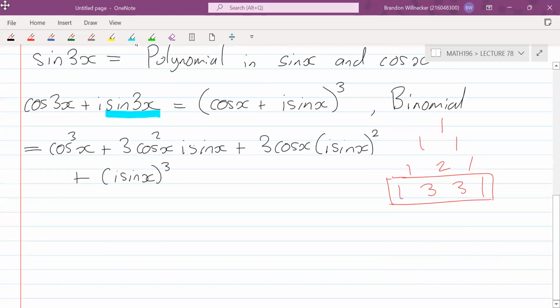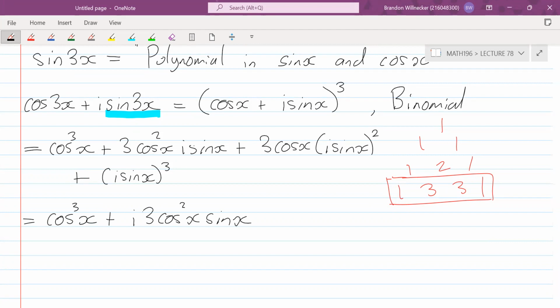Okay, so that's just expanding it out. Now we've got this r squared and the r cubed, so we can simplify that. So this is going to be cos 3x plus, we can take the r to the front. So we have r times 3 cos squared x sine x. R squared is going to be minus 1, so minus 3 cos x sine squared x. And then r cubed, that's going to be minus r. So we're going to have minus r sine cubed x.